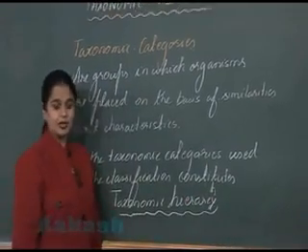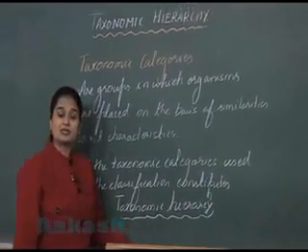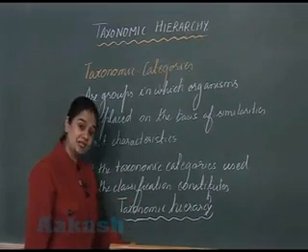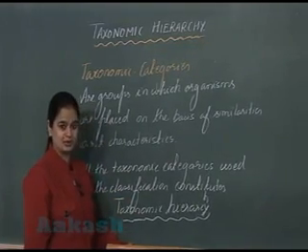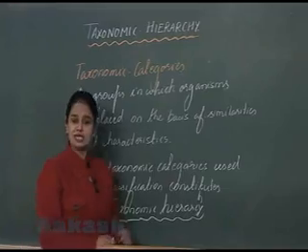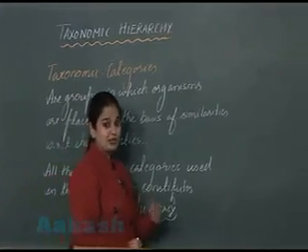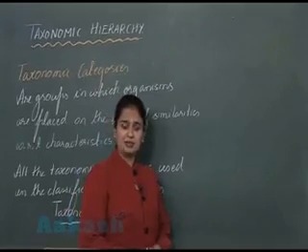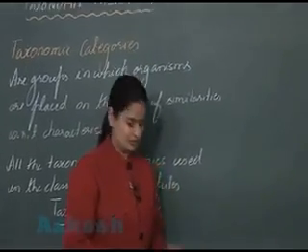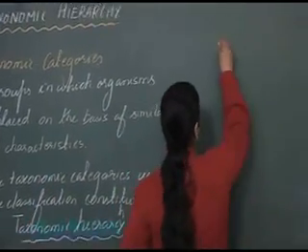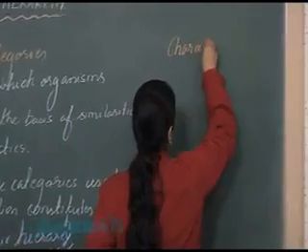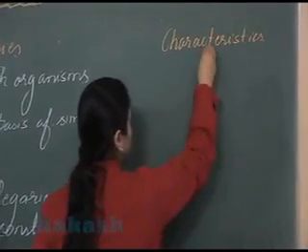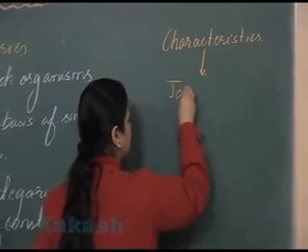Now to explain the taxonomic hierarchy and the taxonomic categories, I will be dealing here with a few examples. One of the characteristics which is utilized for the classification of animals is jointed legs.